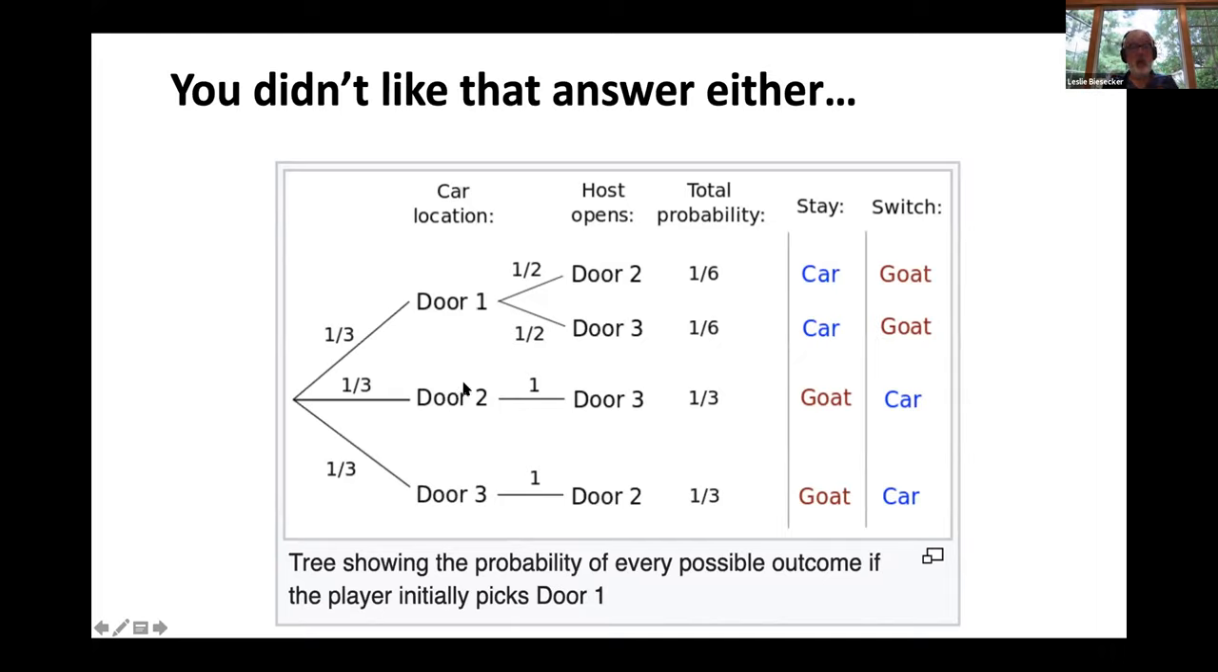And if the car is behind door two, then Monty has to open door number three. He's forced to open door number three. So that's 1/3 times one is 1/3. And if it's behind door three, he has to open door two. So this tree shows you every possible outcome given that Jenny picked door number one. Then if she stays, she gets the car in these, because it is behind door number one. And if she switches, she gets the prize in these scenarios. These two scenarios add up to 2/3. These two scenarios add up to 1/3.